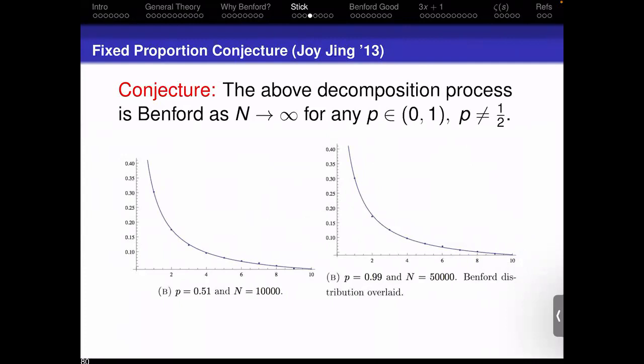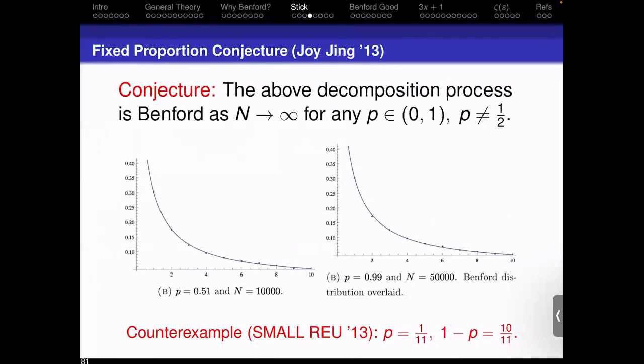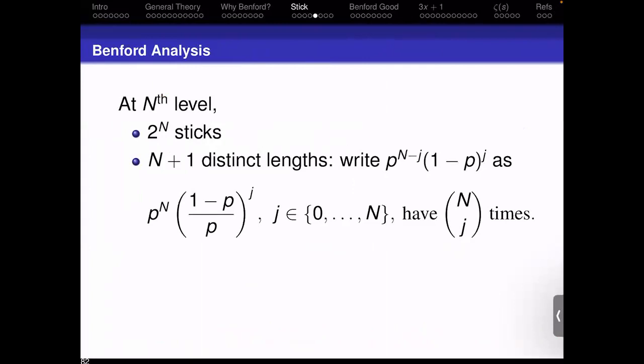Well, obviously, if P equals 1/2, it can't be Benford, because then every piece has the same length because P equals 1 minus P. And so very quickly, my students came up with, if you take P equals 1/11, it's not going to be Benford. And there's a natural reason why you would take P equals 1/11: rather than writing these stick fragments as P to the k, (1 minus P) to the n minus k, we can write it as P to the n times ((1 minus P) over P) to the j.